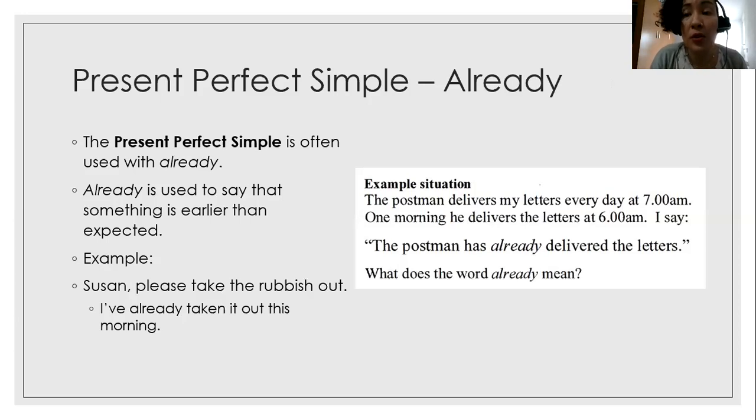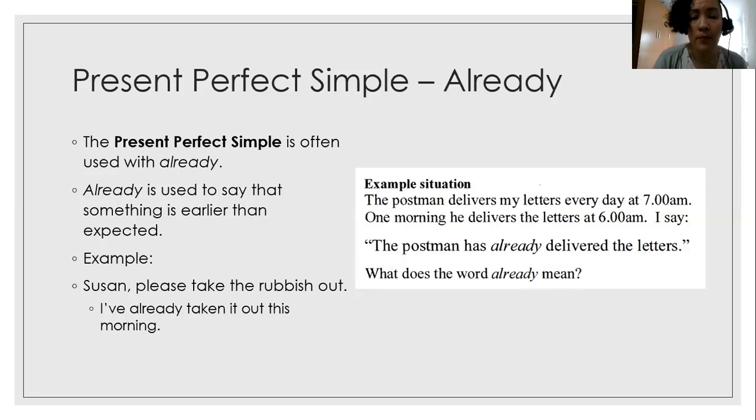Then let's look at another word, already. Okay, here is an example situation. The postman delivers my letters every day at 7 a.m. One morning, he delivers the letters at 6 a.m. I say, the postman has already delivered the letters. So what does the word already mean? Here it is. Already is used to say that something is earlier than you expected, okay? So you did something or someone did something before you thought they were going to do it, okay?